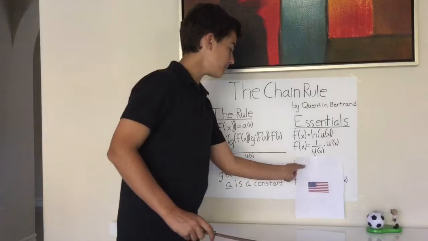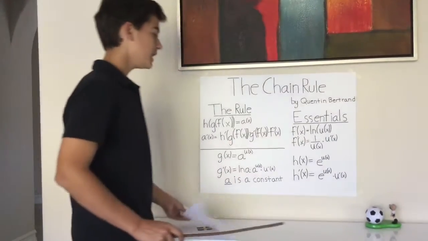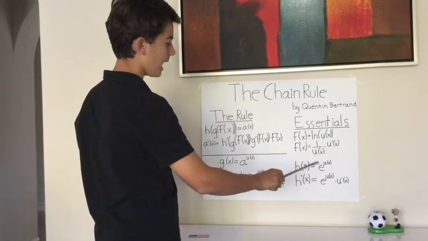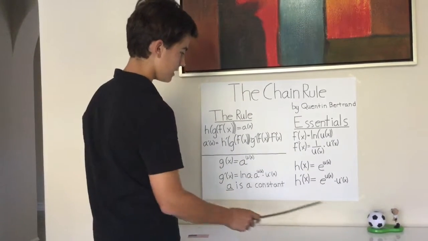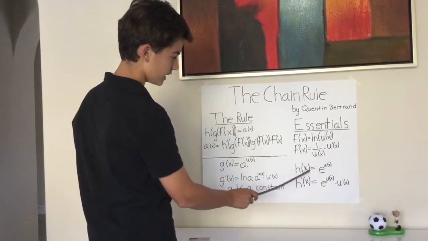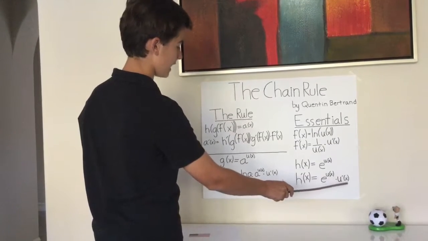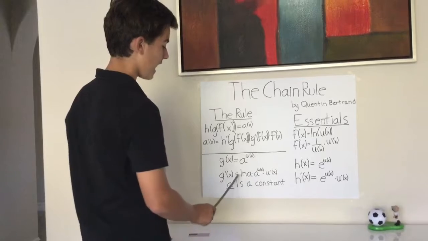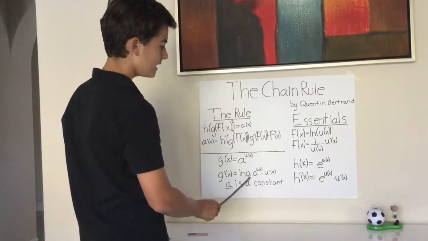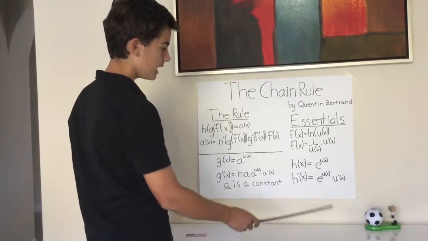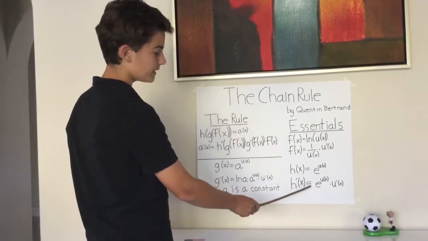A specific example of this more general rule is when we have a being e. So when we have e to the power of u of x, the derivative of this function is e to the u of x multiplied by u prime of x. The reason we don't need to have the ln of a is since a is equal to e and ln of e is simply 1, it can be omitted while still keeping this true.